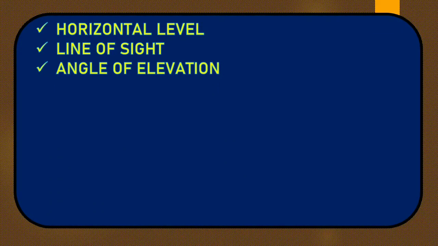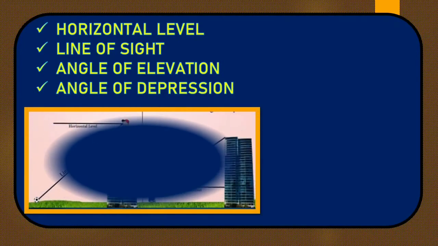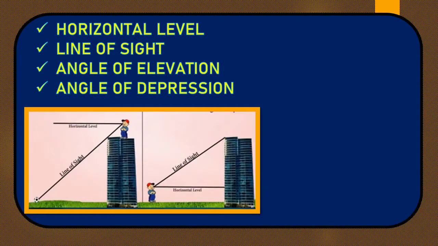So students, the very first one is horizontal level, second is line of sight, third is angle of elevation, and the last one is angle of depression. Let's understand each of these in simpler terms. First of all, we will talk about horizontal level. When we look straight or parallel to the ground, the line is called horizontal level.